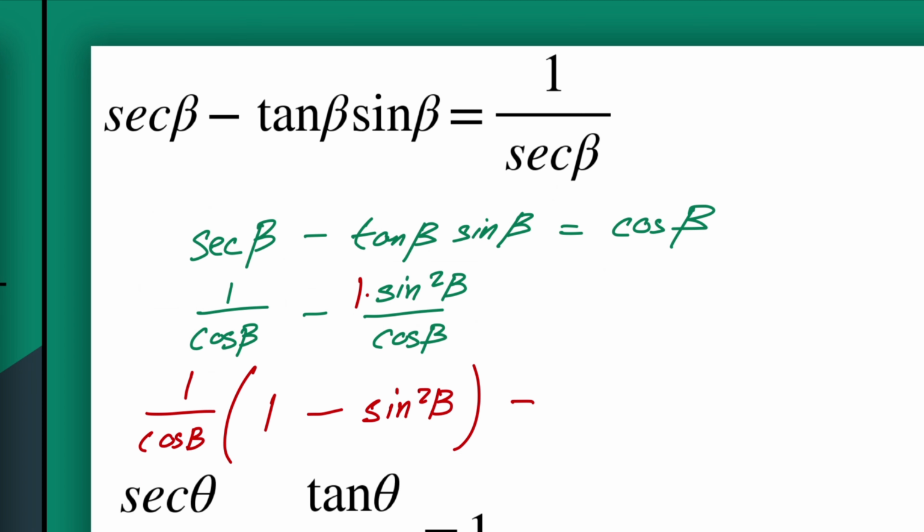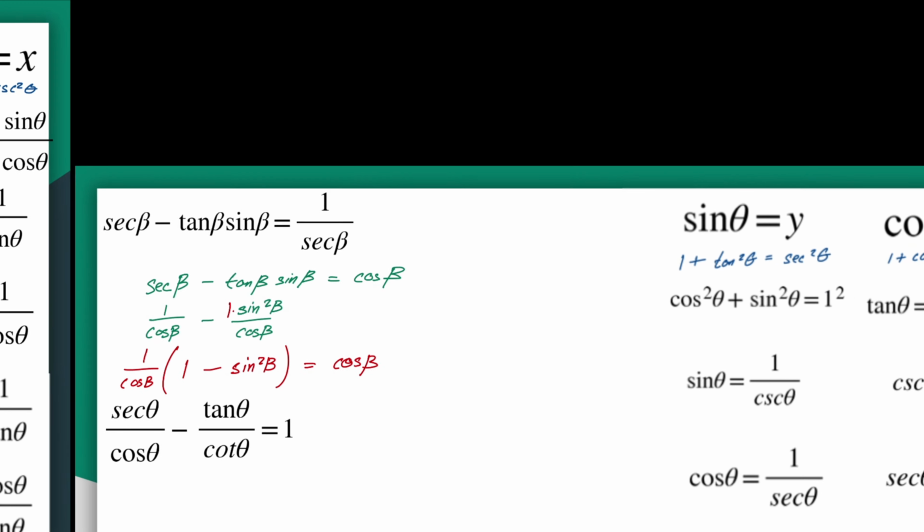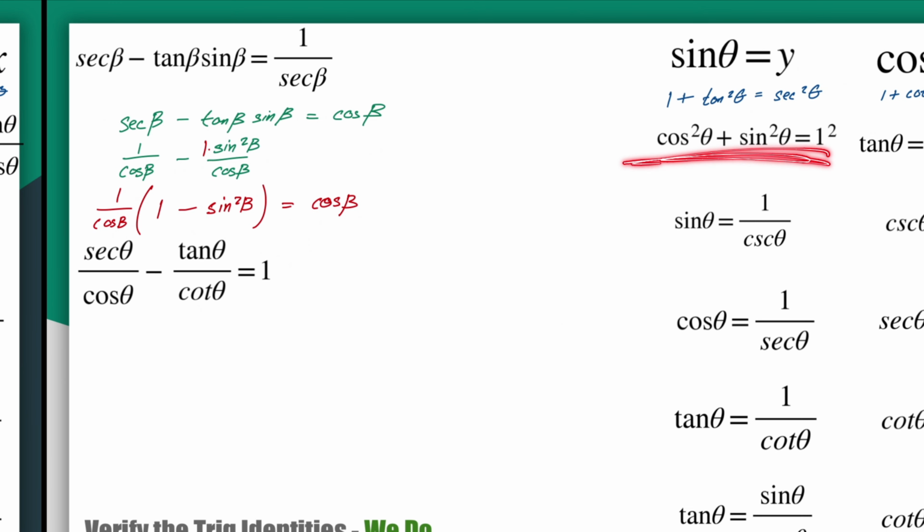Okay, equals cosine beta. Now, if you think about it, the reason why this worked out so well is if I multiply 1 times the sine squared of beta again, I'm going to get this. Okay, now this has got to be ringing a bell. When you see those 1 minus those trig squareds, that's got to be ringing your bell to that Pythagorean identity. We remember over here that cosine squared theta is going to be equal to 1 minus sine squared theta.